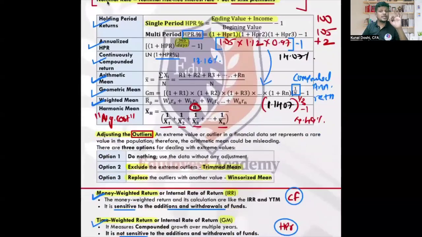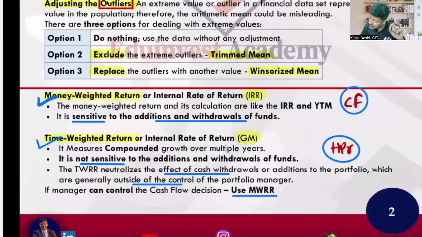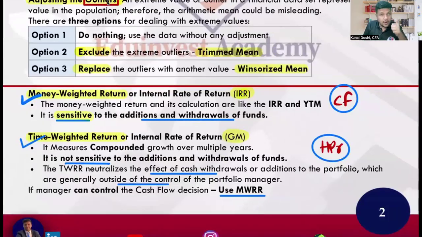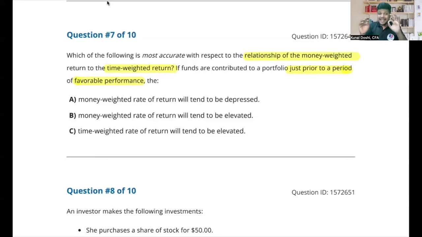We are going to solve this without calculation. Money weighted is sensitive to cash flow, right? So money weighted gets affected, time weighted doesn't get affected. It is not sensitive. Now, they told us the funds are contributed just before a period of favorable performance, meaning just before a bullish period.